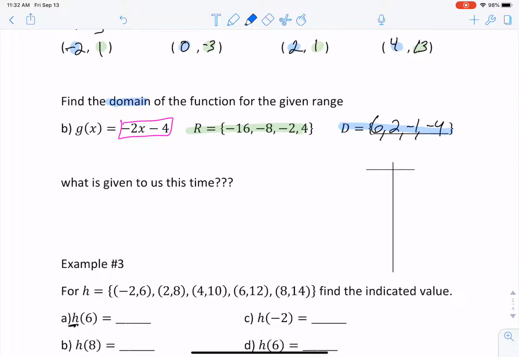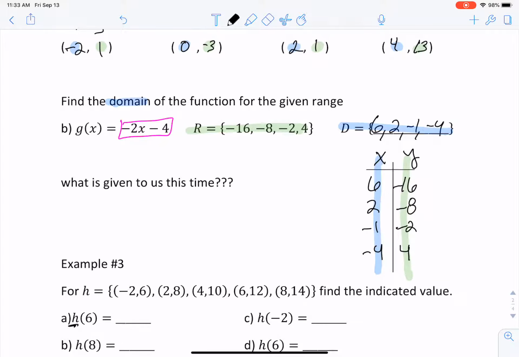So in our table, we'll put our x values on the left, our y values on the right. So the x values we found were 6, 2, -1, and -4. Our y values were -16, -8, -2, and 4. And remember, it's important that when we do our table, the x value has to go with this y value. So when we checked on the calculator for -16, we had 6 was the x, and so on for the rest.